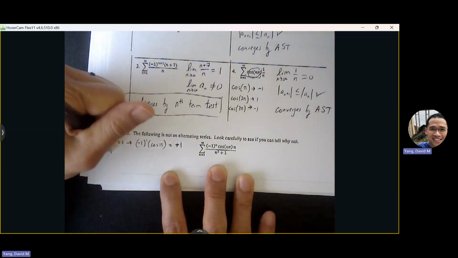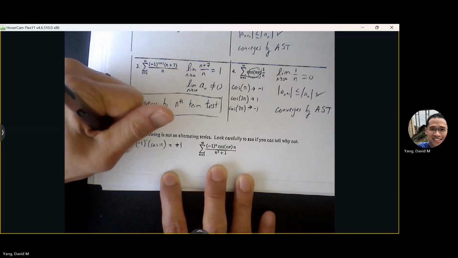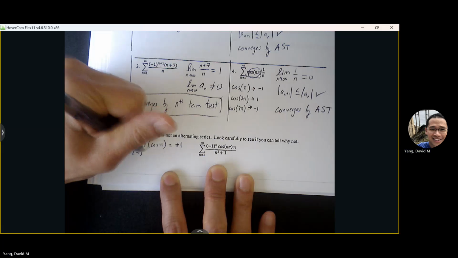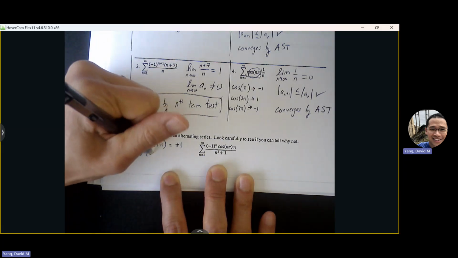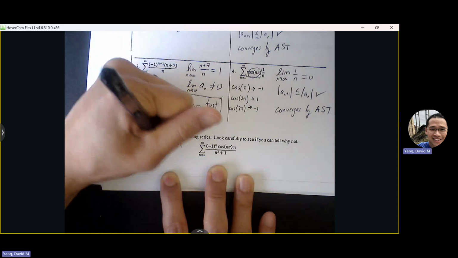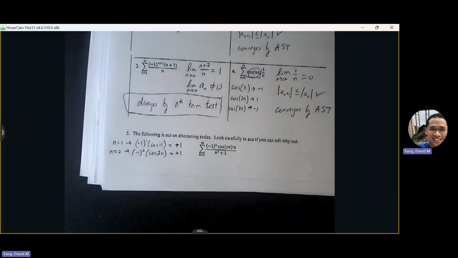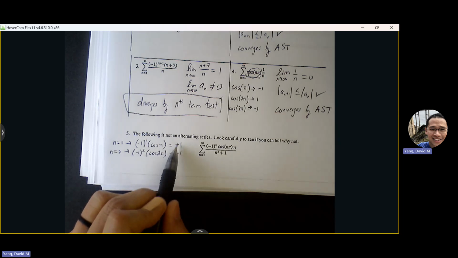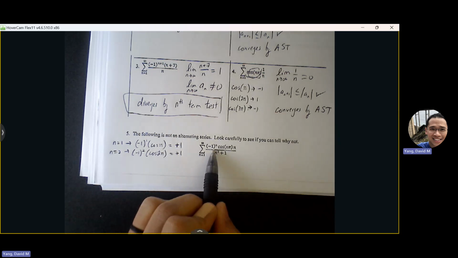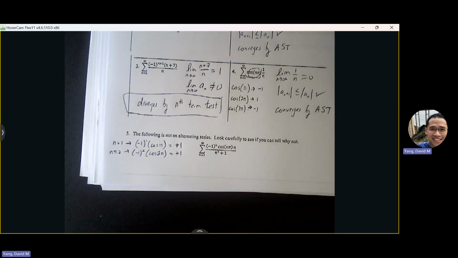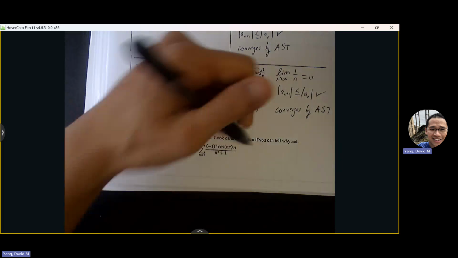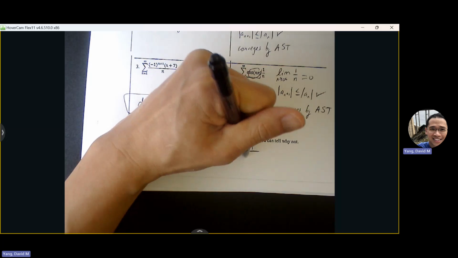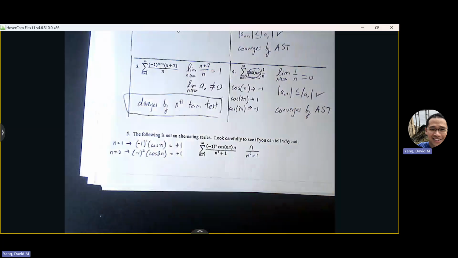And if I test n equals 2, I get (-1) squared times cosine of 2 pi. Positive times positive is +1. So it looks like this is not doing the job of an alternator, right? You have two alternating series kind of clashing in a way where they're always giving me a +1. So really, this is just n over n squared plus 1.